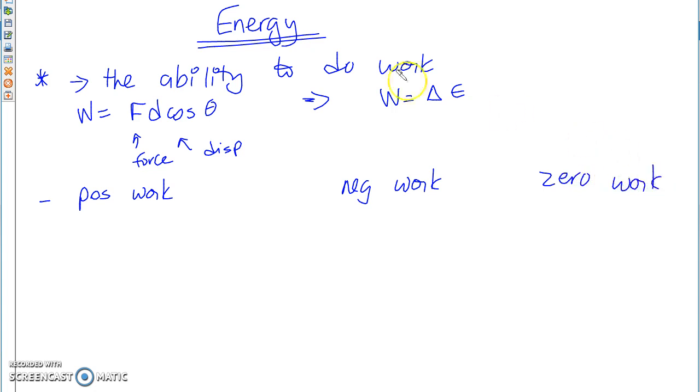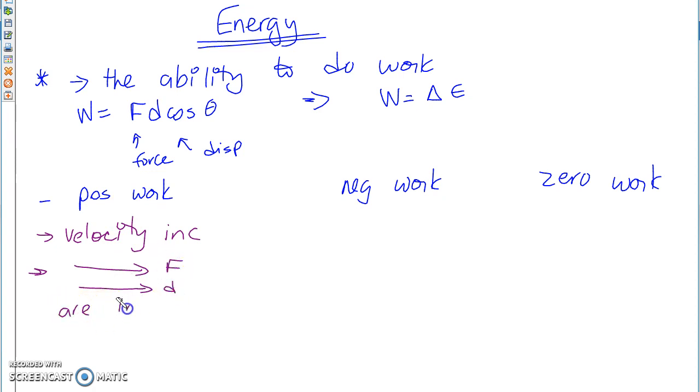And who can tell me what the differences for all three are? What was positive work? Okay, so first things first, your velocity increases. That's how I know that the work is positive. Number one. And what else? Yeah, that's correct. Your force and your displacement are in the same direction. So that was positive work.